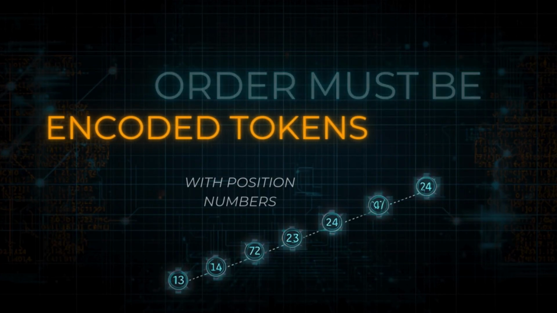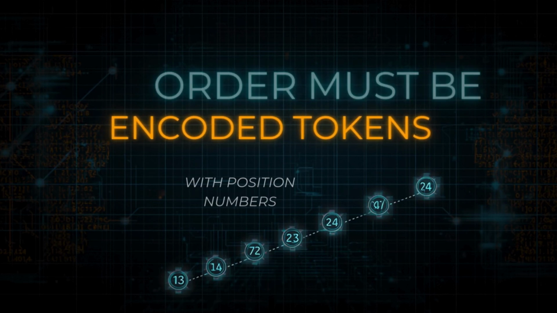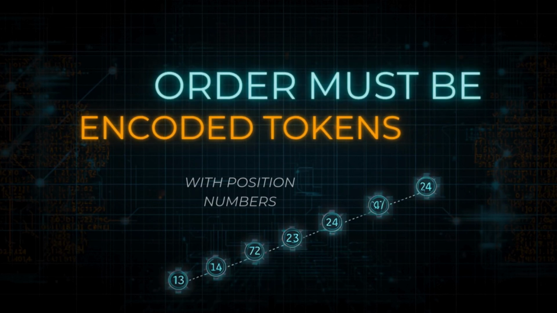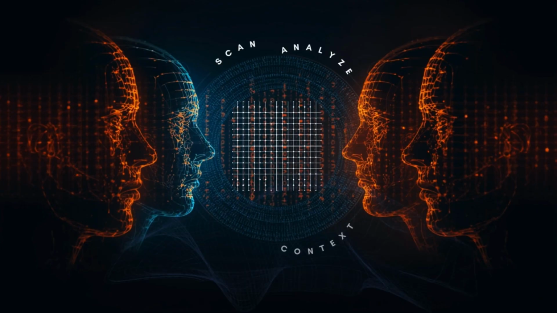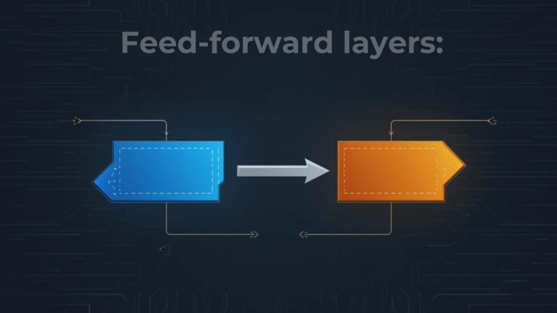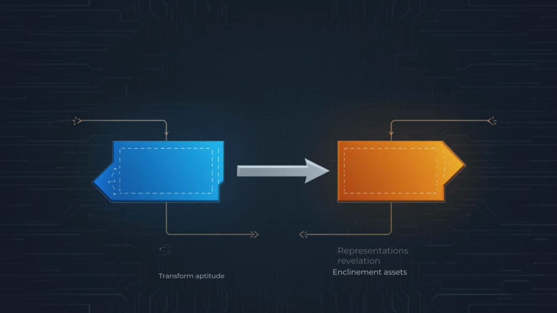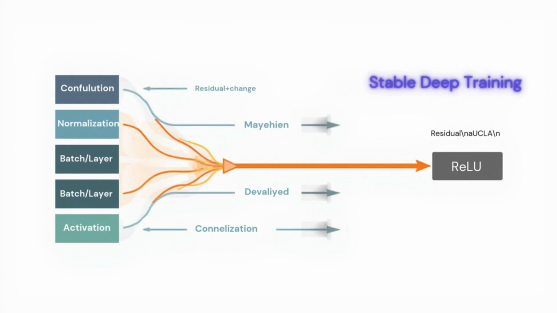Because attention is not inherently sequential, transformers add positional signals so the model understands token order. Multi-head attention runs several attention mechanisms in parallel, letting the model capture different relationships at once. After attention, feed-forward networks reshape representations nonlinearly, helping the model learn complex mappings. Residual connections and layer normalization improve gradient flow and stability, enabling very deep transformer stacks.